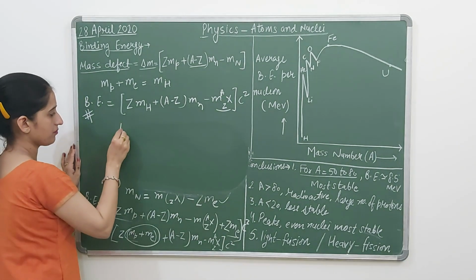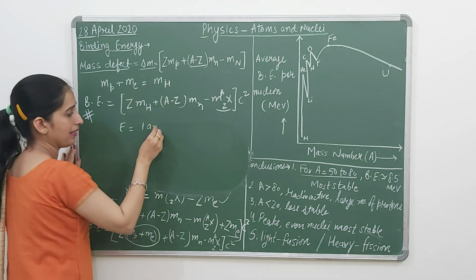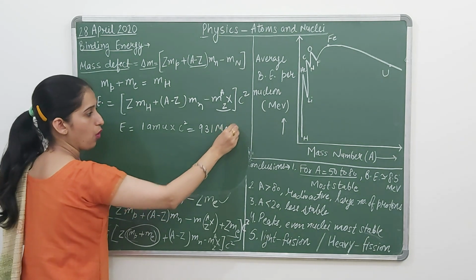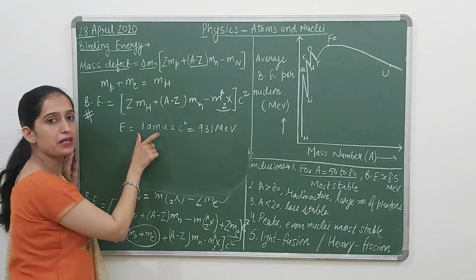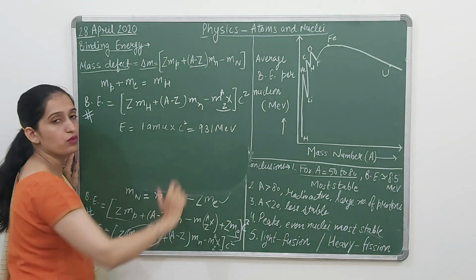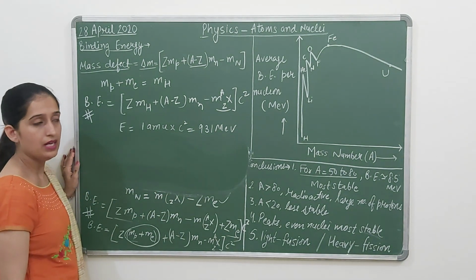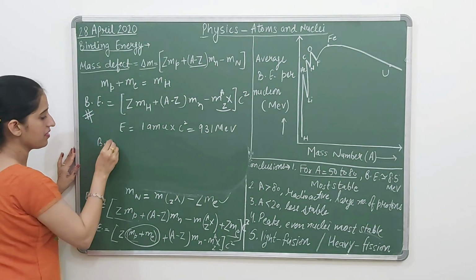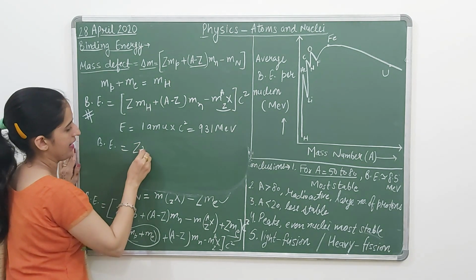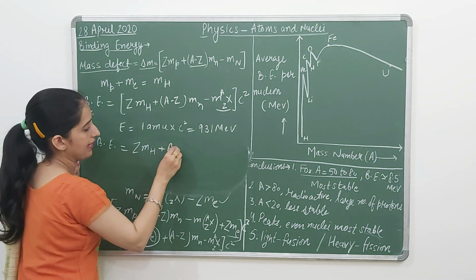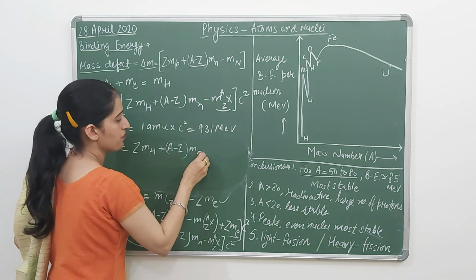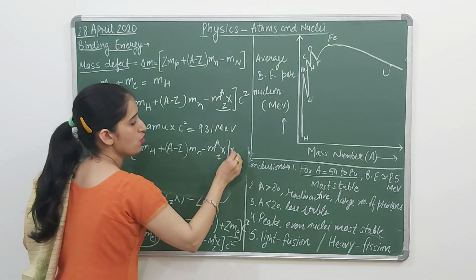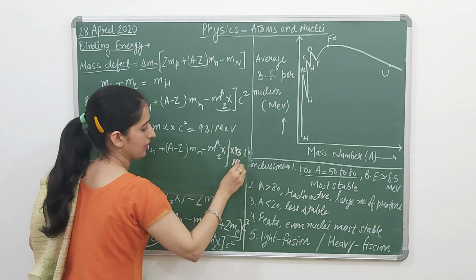Now you know energy equals 1 AMU into C square, which was 931 mega electron volt. When we use one atomic mass unit, we get energy equal to 931 mega electron volt. Now we have this much mass. So binding energy we can also write as Z M_H plus (A minus Z) Mn minus M(X,A,Z), into 931 mega electron volt.